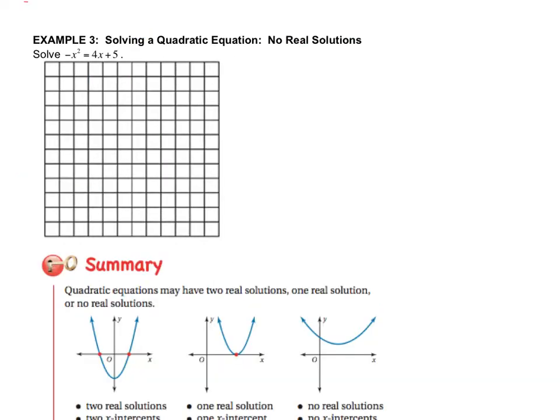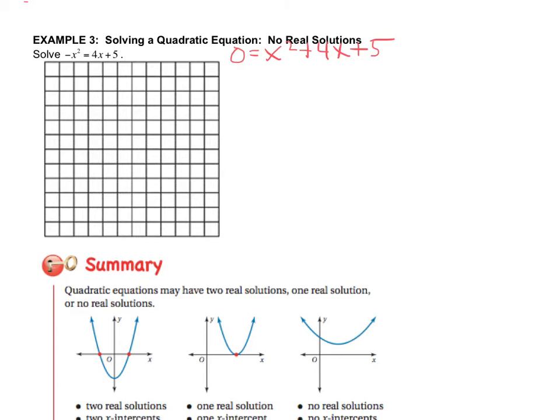So here on example 3, again we're going to be solving by graphing. This time what I'm going to do is move my negative x squared over to the right, basically because there's one less move than I would have to do if I was trying to move both the 4x or the 5 over to the left. So now we have it into the standard form of x squared plus 4x plus 5.